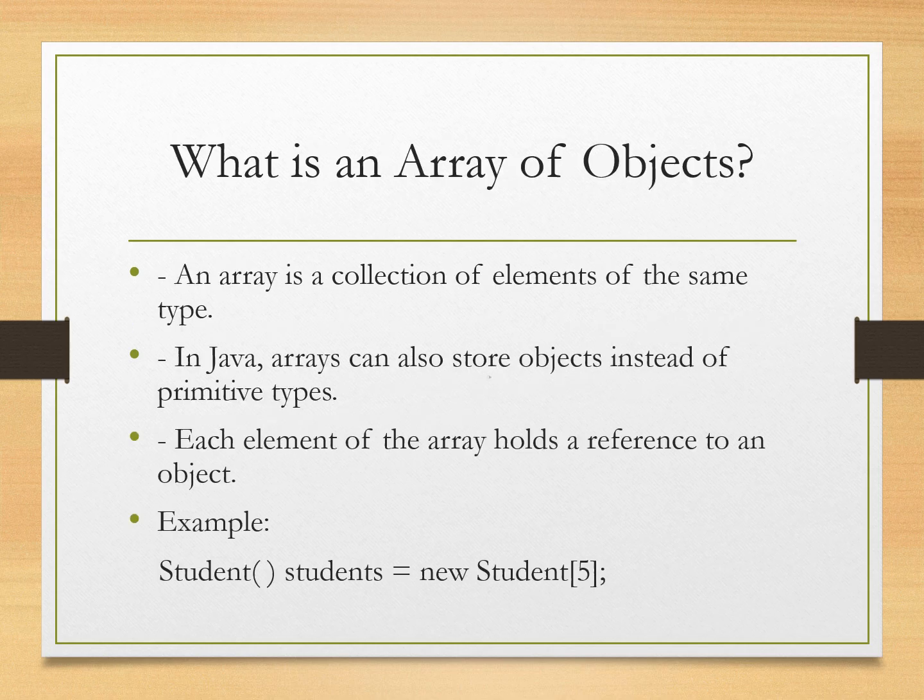An array is simply a collection of elements of the same type. Normally, arrays store primitive types like int, char or double. But in Java, arrays can also store objects. This means each element in the array holds a reference to an object, not the object itself. For example, the line Student[] students = new Student[5]; creates an array that can hold 5 Student objects.